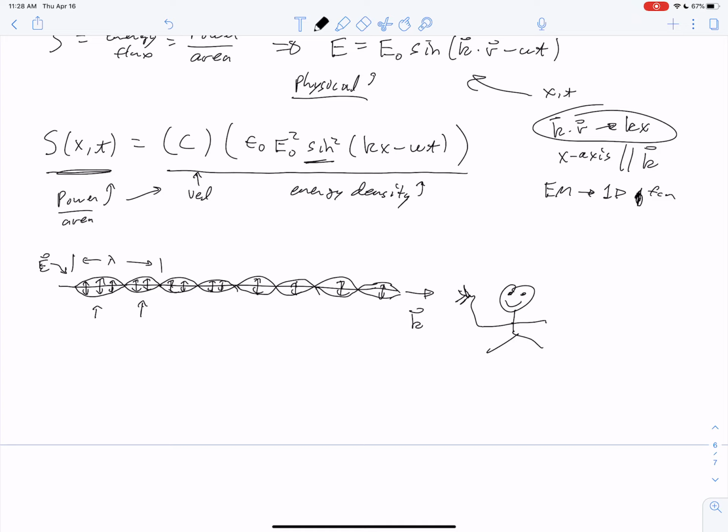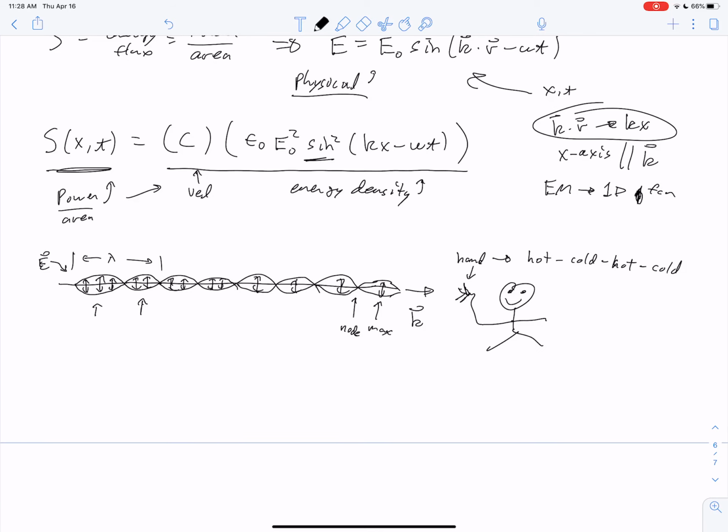And so then the electromagnetic wave is going to hit my hand. That's my hand. And so what I'm going to feel in my hand is going to be hot, cold, because what's going to happen is I'm going to get a packet hitting my hand, and then there'll be nothing. So this is a max, but this is a node. So when a max hits, my hand gets hot. I absorb that energy. But when the node hits my hand, I don't absorb any energy.